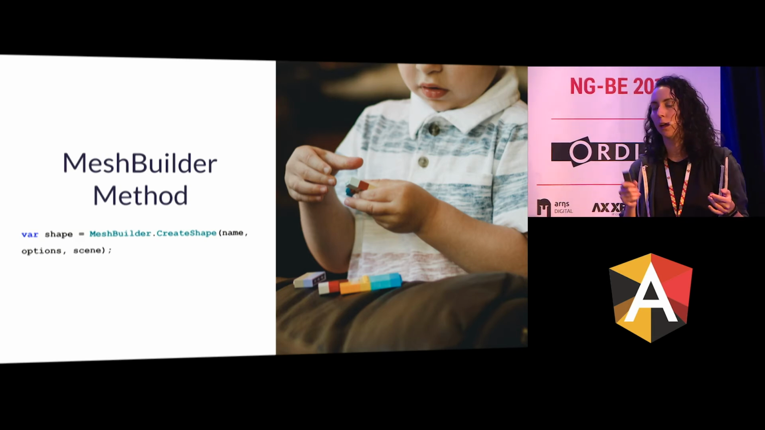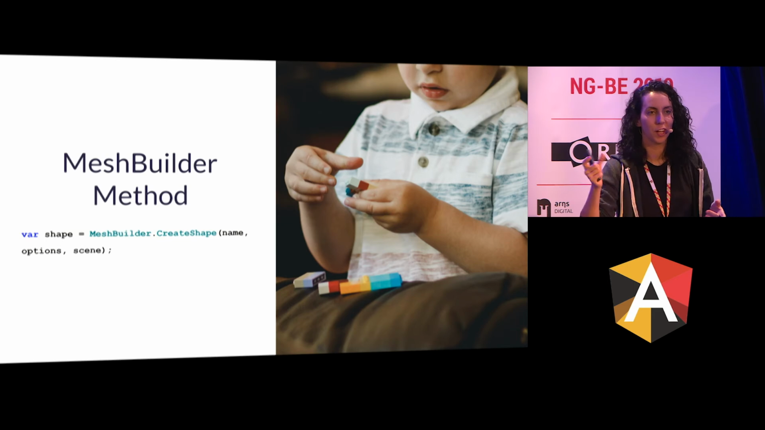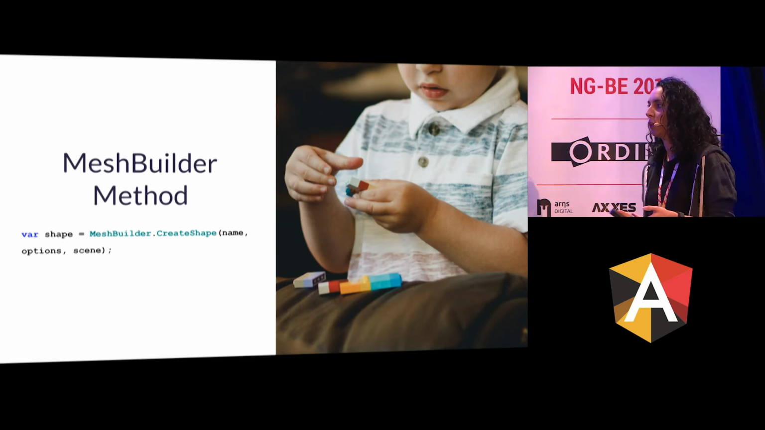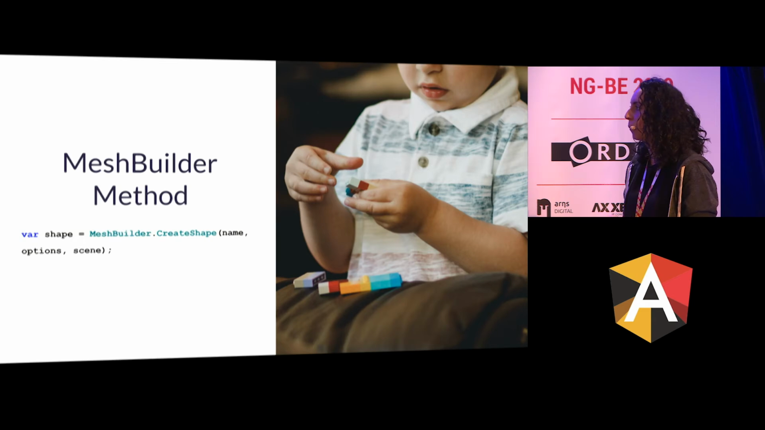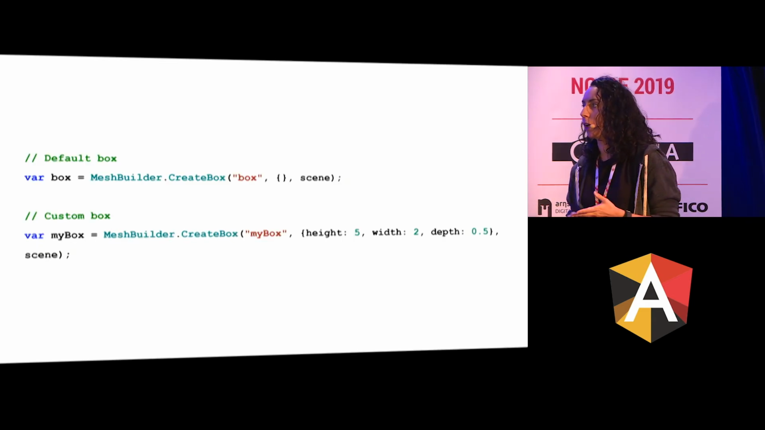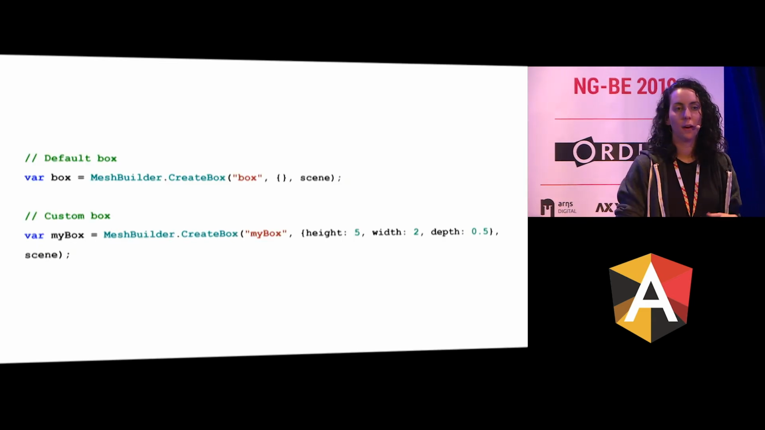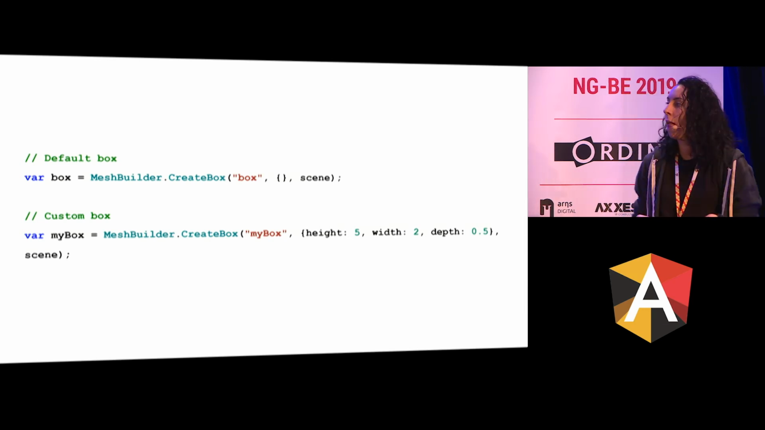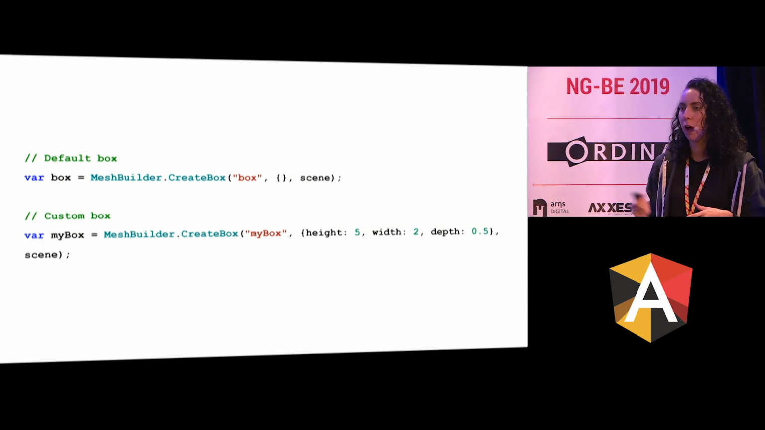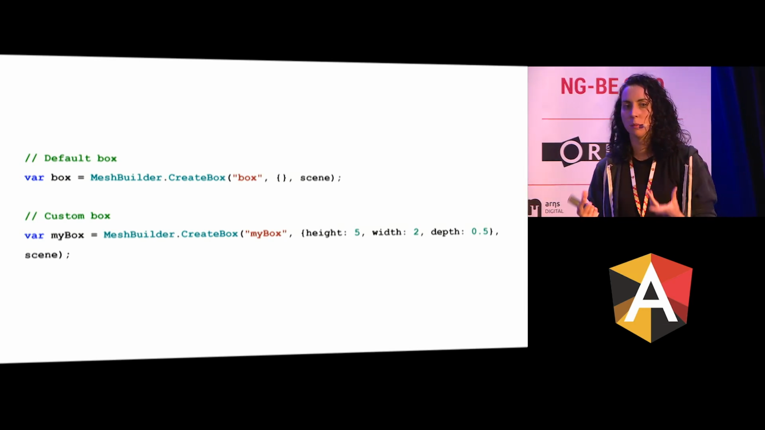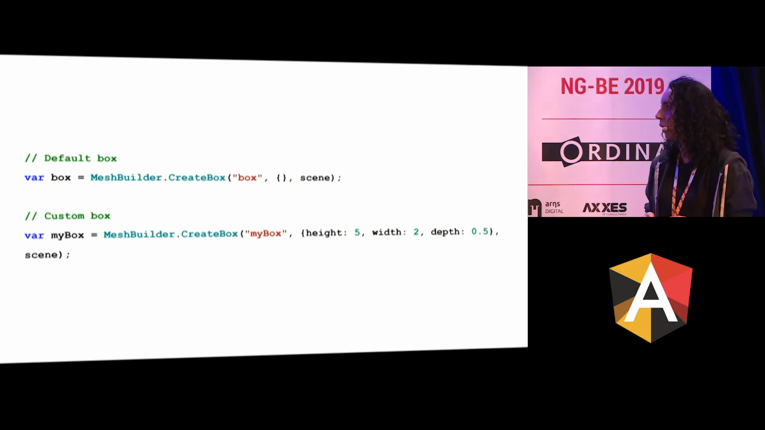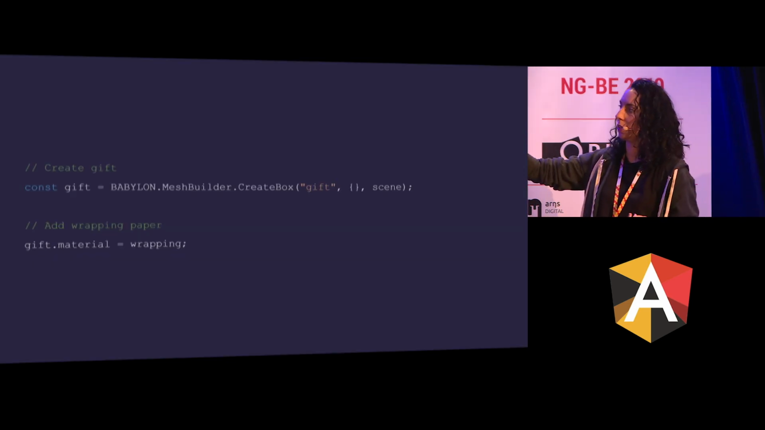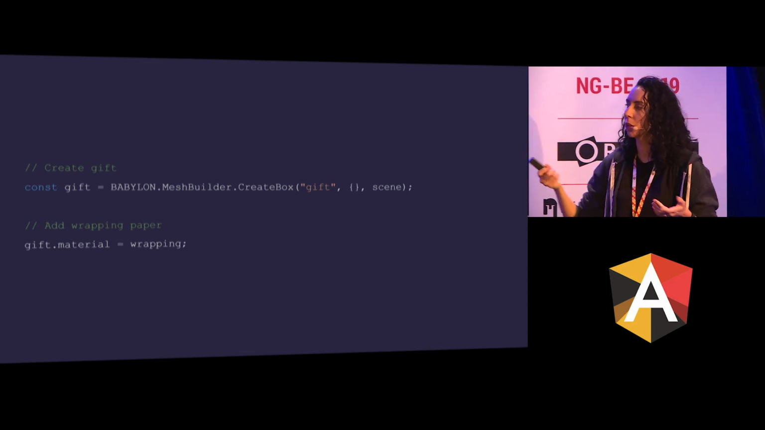So you say mesh builder dot create, well, not create shape, but create box, create cylinder, whatever shape, the name, the options, and again, the scene, just like we saw. And there are two ways of doing it. You can use the default ones they have without adding any properties. The properties would be height, width, depth, or you can customize them. But for our example, as it's a very simple box, we just used the default one, and we didn't pass any properties. We called the mesh builder, so in our case, it's create box, because we wanted a box.